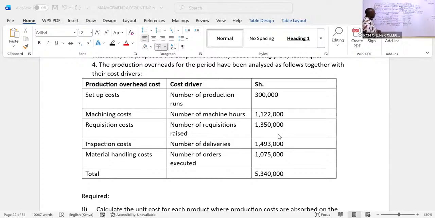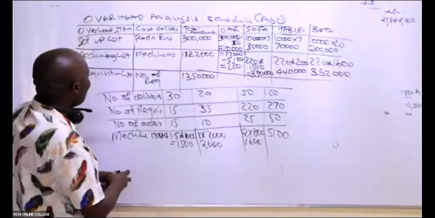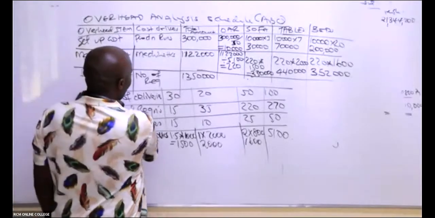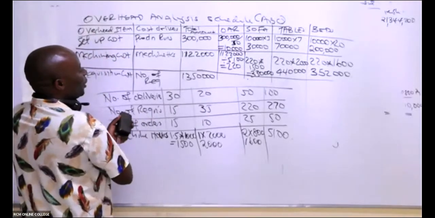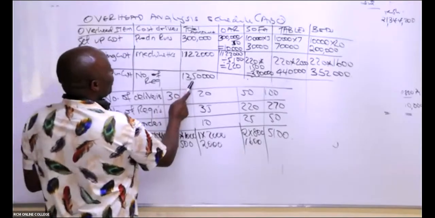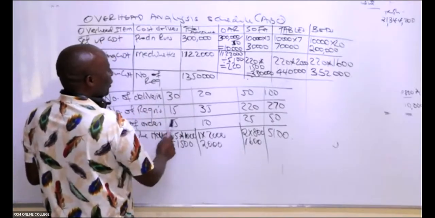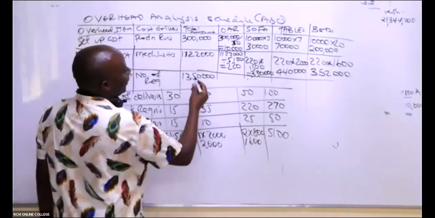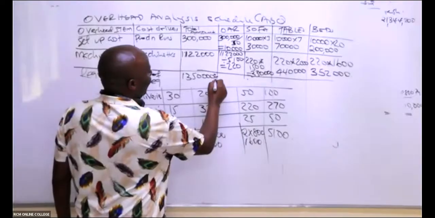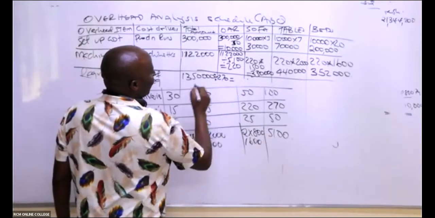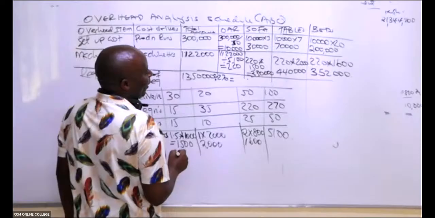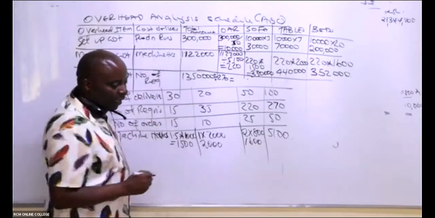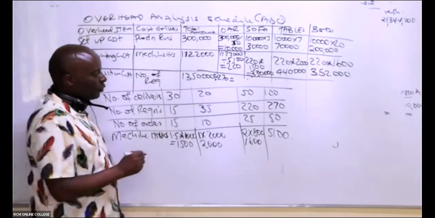So now you are experts, really. Go ahead and give me the OAR for the requisition cost. It's very easy. The OAR here, you will take this amount divided by the number of requisitions, which are how many here, somebody? 270. So you simply divide this by 270. Do you have an answer? 5,000. Thank you so much.